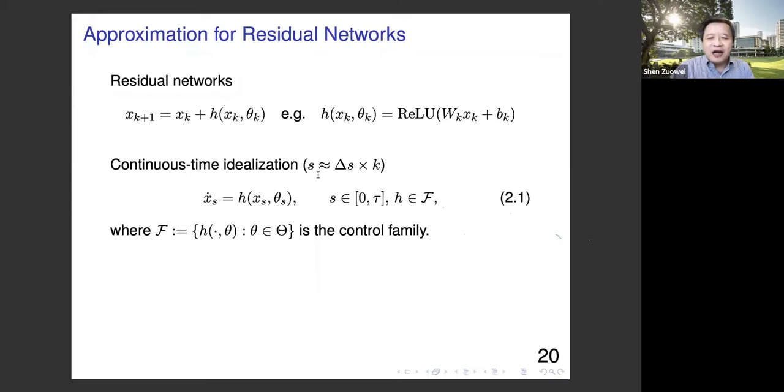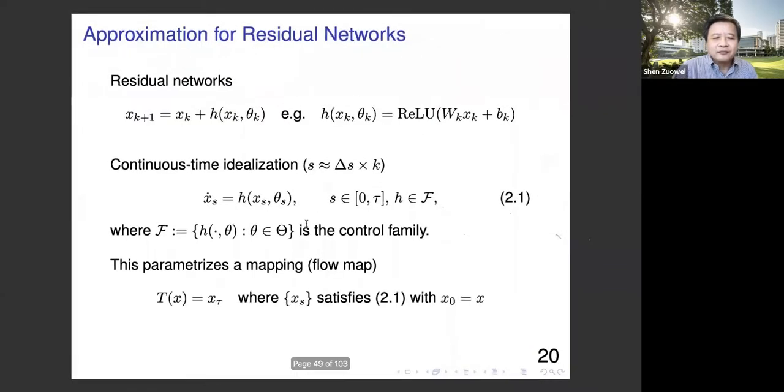Now we have a control family. F is the control family, theta is the parameter, and h is your activation function. So you have a huge control family. This is where the approximation theory gets built in. You have this dynamical system, and you have a flow map. The flow map basically maps from the starting point, when x_0 equals x, to the end point. That's your flow map.